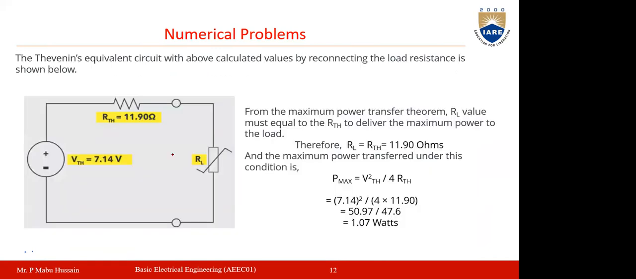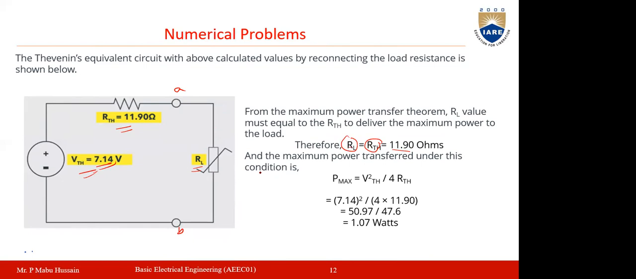Now you draw the Thevenin's equivalent circuit. In Thevenin's equivalent circuit, you simply have one voltage source in series with the Thevenin's resistance. Thevenin's voltage is 7.14, and RTH is 11.9 ohms. Now between the terminals A and B, you connect the removed load resistance RL. The maximum power will be delivered to the load whenever this RL value becomes equal to RTH, that means RL will be equal to 11.9 ohms.